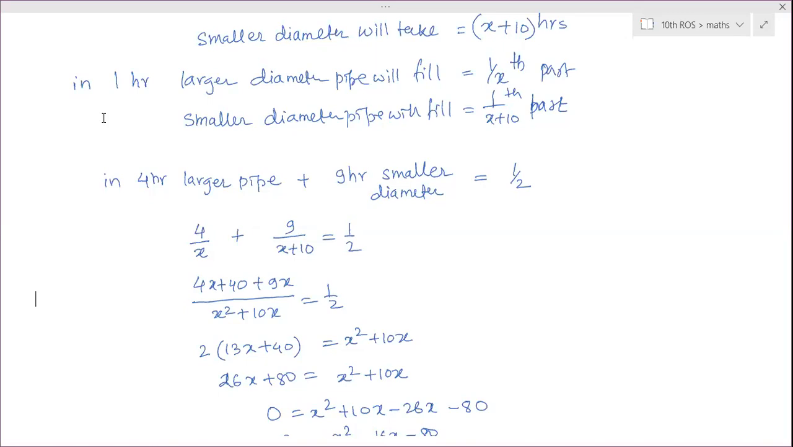11th exercise, all 10 questions. The 11th exercise, all 10 questions.